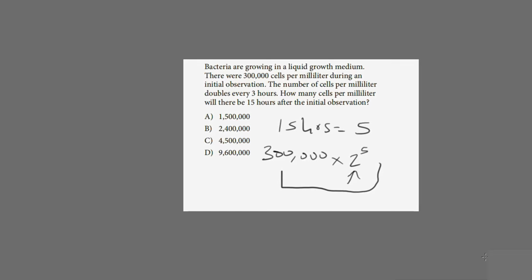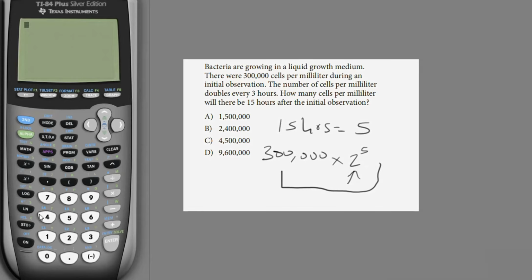So let me calculate and punch this. So this will be 300,000 times 2 to the power 5. 2 to the power 5 is the same as 32, right? 2 times 2 times 2 times 2 times 2. So let's just remove this and represent it with 32. Press enter. So we have it to be what?